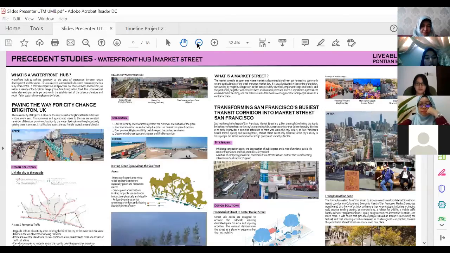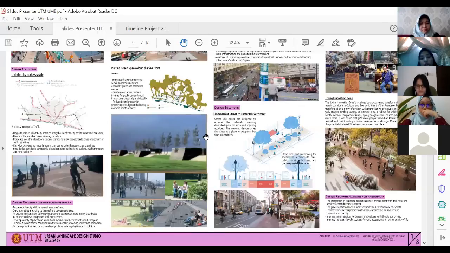So the design solution of this case study really inspired me to improve the environmental condition, whereby they improve the accessibility routes and overall public space safety by creating a living innovation zone near the street life, and also improving the routes, dividing routes to give priority to the pedestrians and also the cyclists. So moving on to my master plan. Okay.